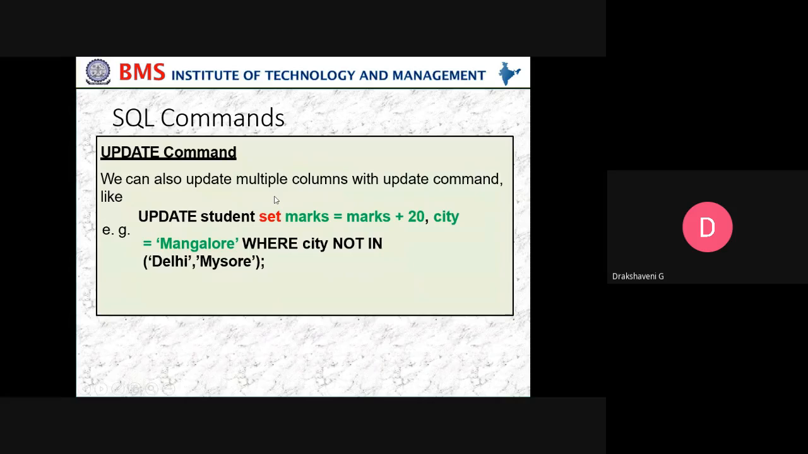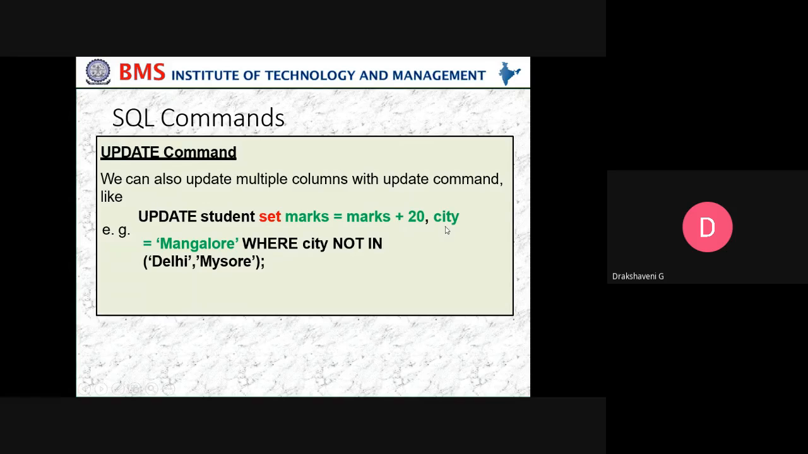In the earlier example, we just saw updating only one column. In case I want to update multiple columns, we can do it like this. Update student set. Already we have some marks, and to that we are adding 20 extra marks. Something like you have written IA marks and we are adding assignment marks. So marks plus 20. For all students, I am giving 20. So add that to IA marks.